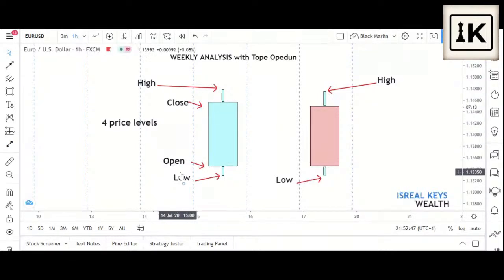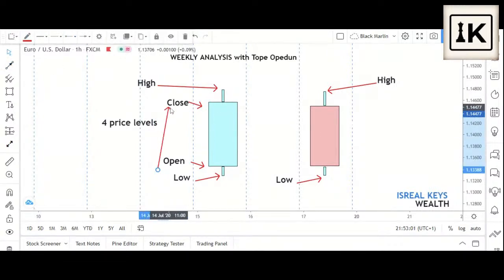So every candle has these 4 points. You have the low, you have the open, close, and high. In the case of a bullish candle, your open is always going to be at the bottom because you're looking to go up. Okay. Esther, how do you know the candle is closed?